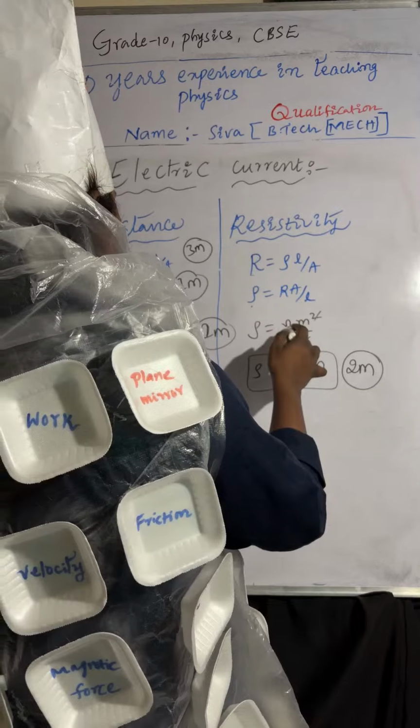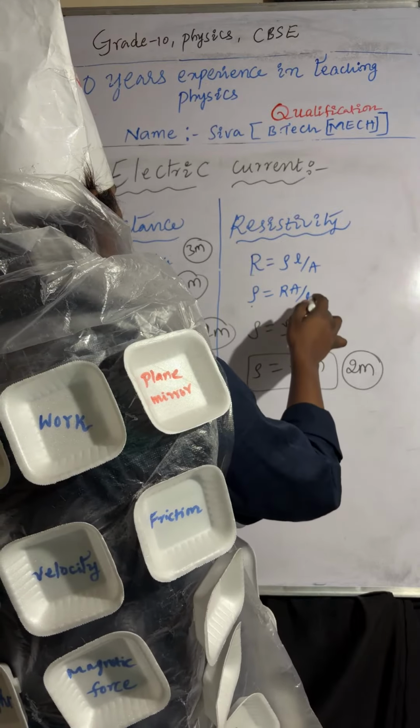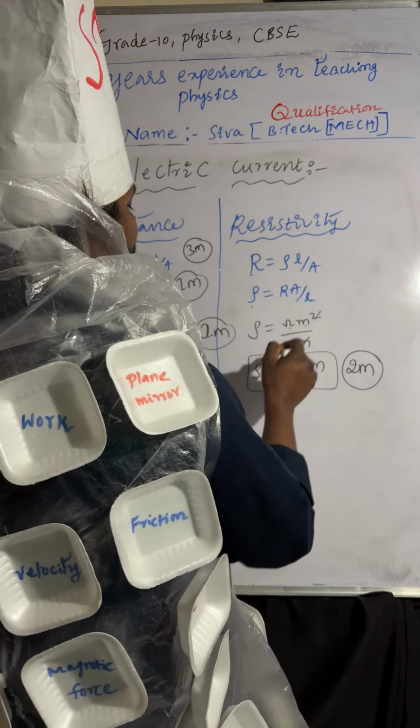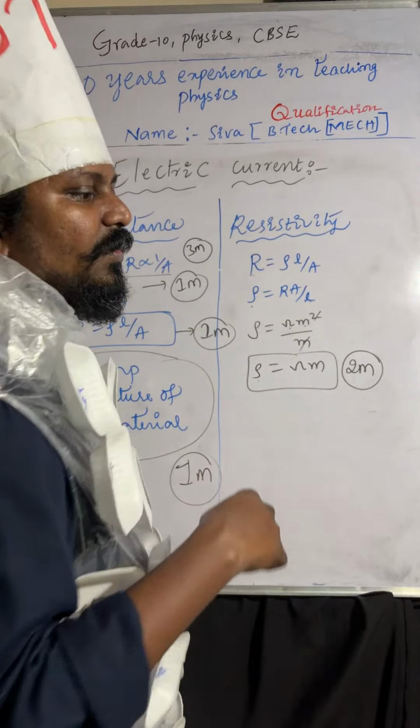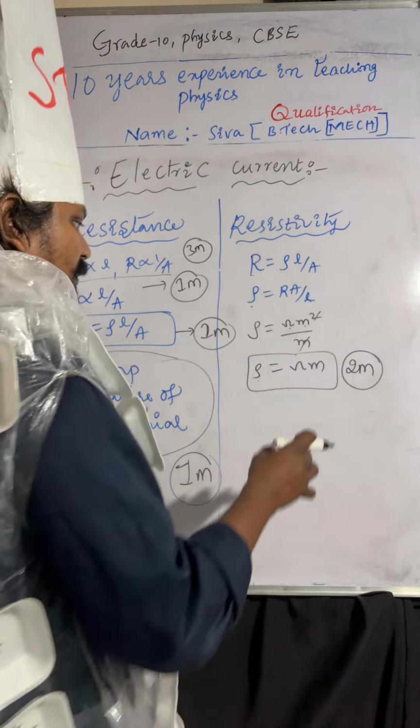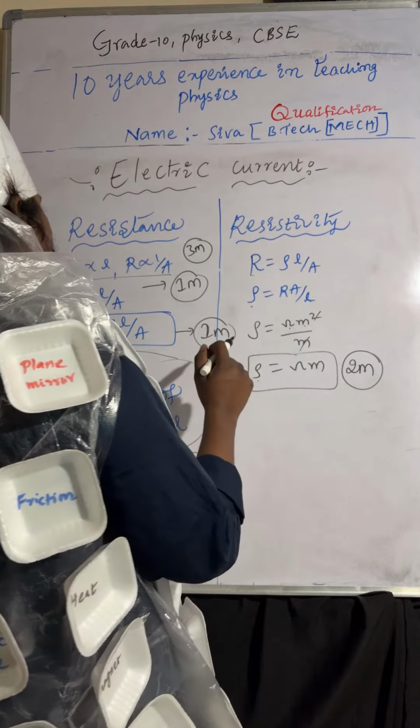SI unit of resistance is ohm. SI unit of area is meter square. SI unit of length is meter. Meter gets cancelled. Rho equals ohm meter. Ohm meter. Very, very important. So this is for 2 marks.